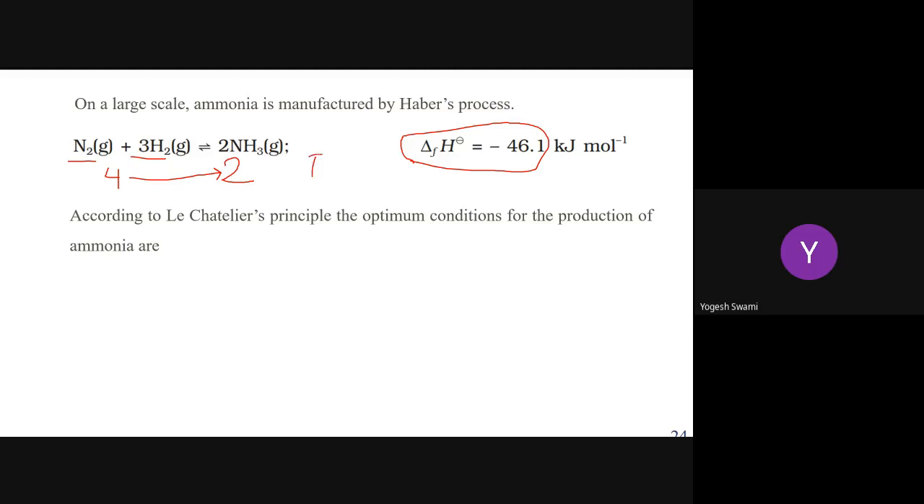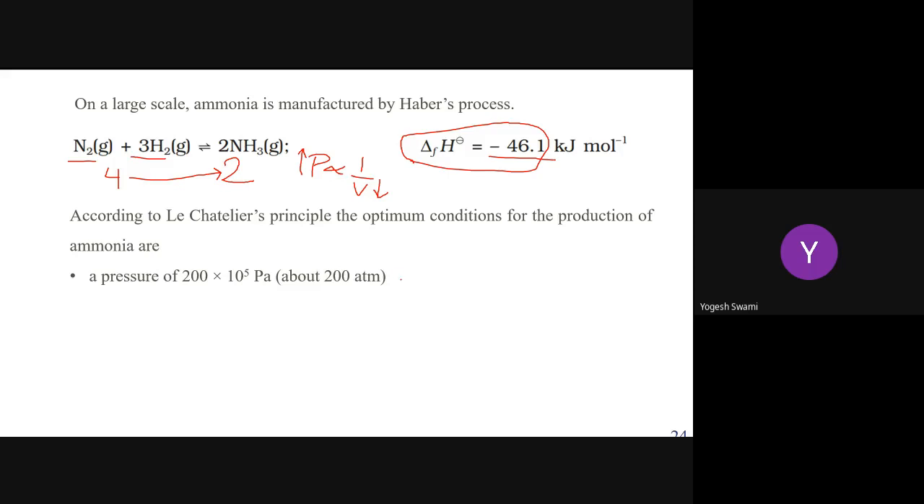As we know, pressure is inversely proportional to volume. When volume decreases, pressure increases. So for synthesis of more ammonia, we should have higher pressure. This reaction is exothermic, so the temperature should be low. So these are the conditions required for maximum yield of ammonia according to the Le Chatelier principle.